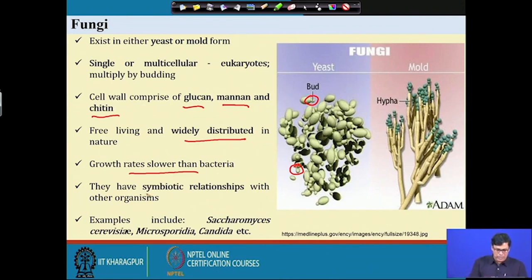So they have a symbiotic relationship with other organisms, symbiotic, they love each other, and examples are Saccharomyces cerevisiae, largely used for the alcohol making industry and also for the baker's yeast fermentation process. Then microsporidia and Candida. Candida is largely used as a fodder yeast.